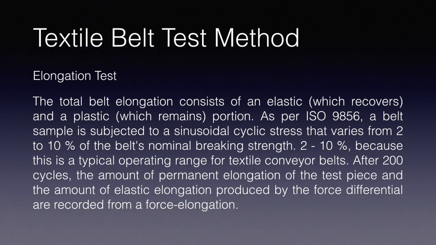Elongation test. The total belt elongation consists of an elastic portion, which recovers, and a plastic portion, which remains. As per ISO 9856, a belt sample is subjected to a sinusoidal cyclic stress that varies from 2 to 10% of the belt's nominal breaking strength, because this is a typical operating range for textile conveyor belts. After 200 cycles, the amount of permanent elongation of the test piece and the amount of elastic elongation produced by the force differential are recorded from a force elongation diagram.